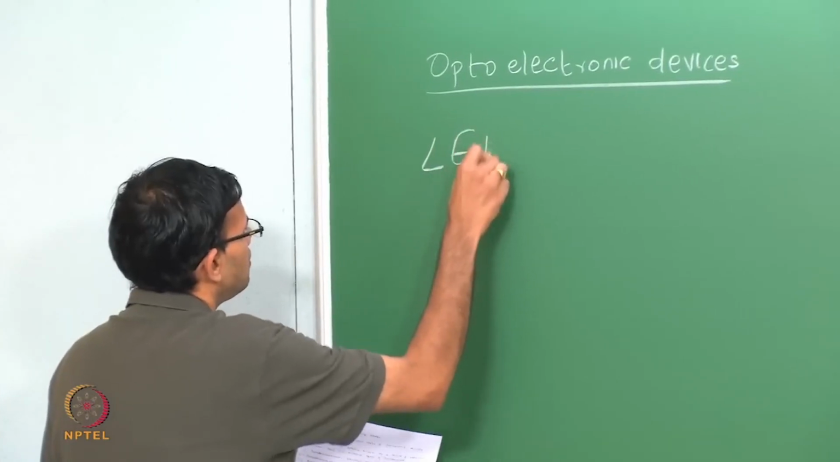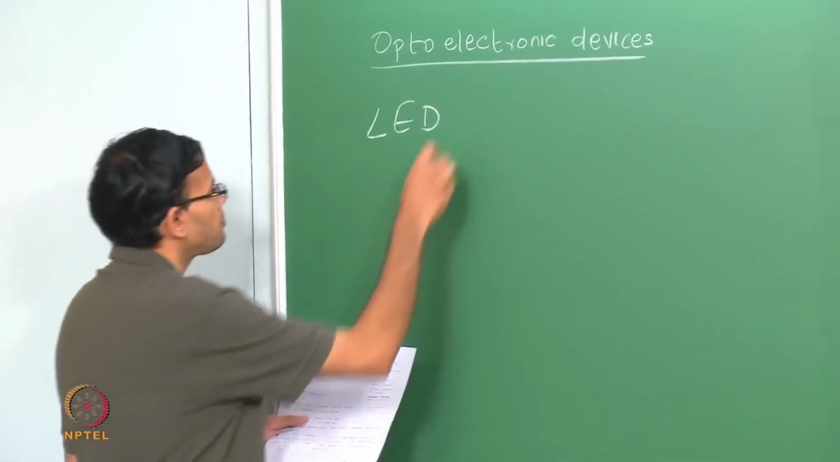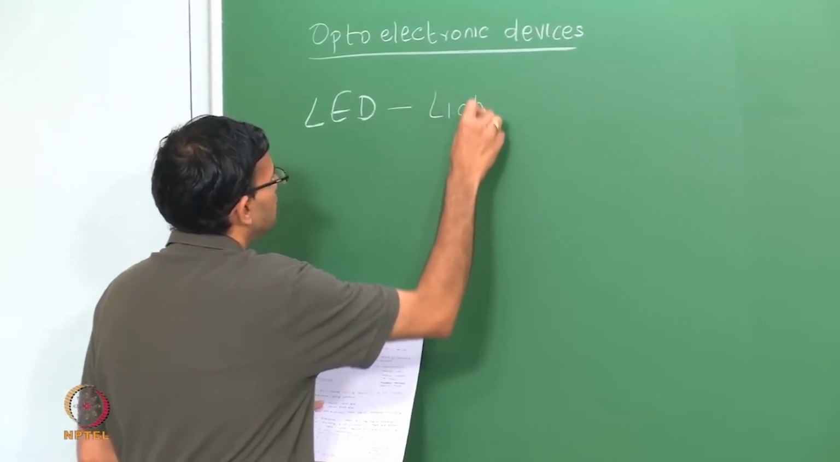So, today we are going to start to look at optoelectronic devices, and the first device we are going to focus on is the LED or the light emitting diode.